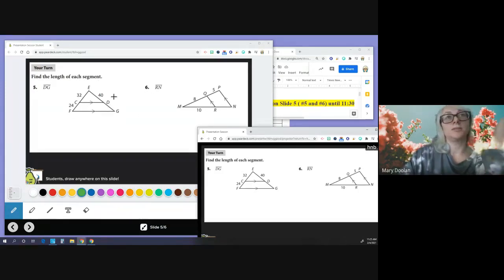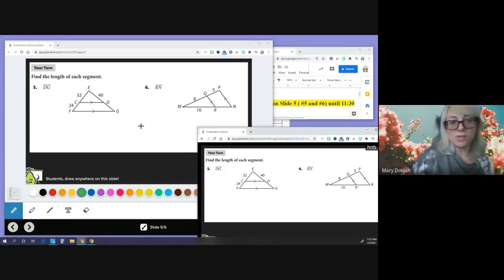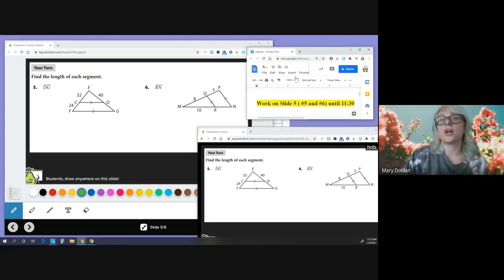You have a triangle, EFG. One side of the triangle is parallel to a segment. Same thing over here. You have a triangle, MPN, where one side of the triangle is parallel to a segment that intersects the other two sides. For both of these, we are able to use the triangle proportionality theorem.